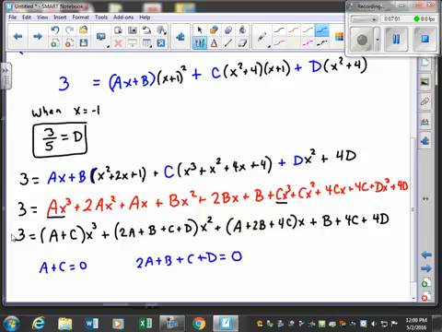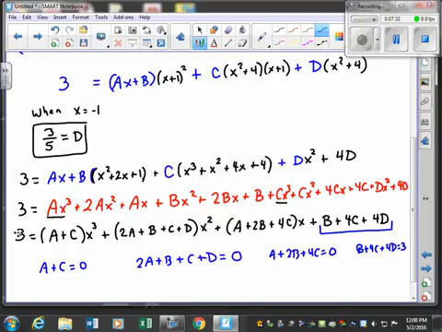Okay, what about our x term? Is there an x term on the left? No, so the same thing. So we'll have a plus 2b plus 4c is equal to 0. And then we will have what's left over, this is equal to 3, right? So that's our last one. So we'll have b plus 4c plus 4d is equal to 3.